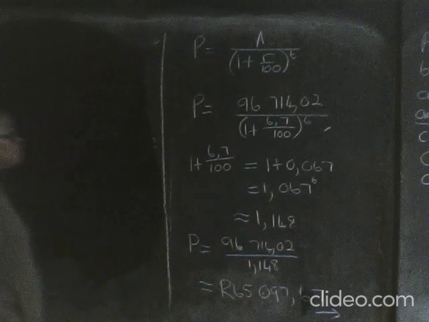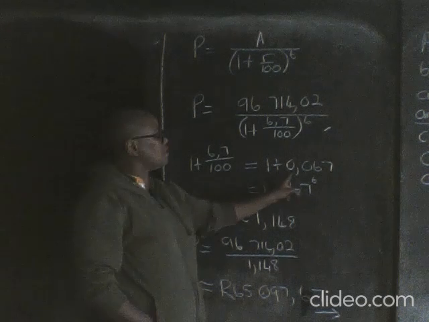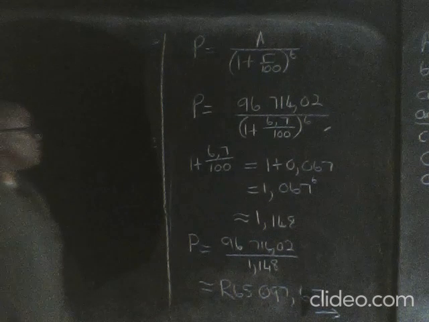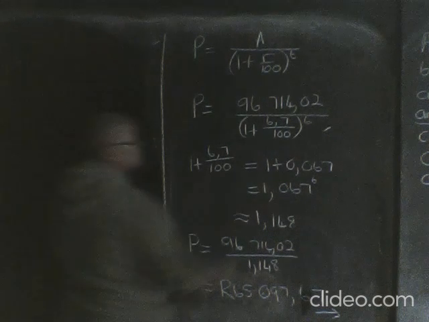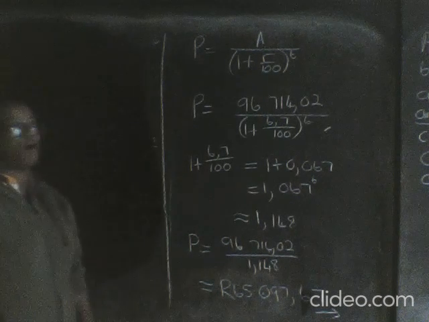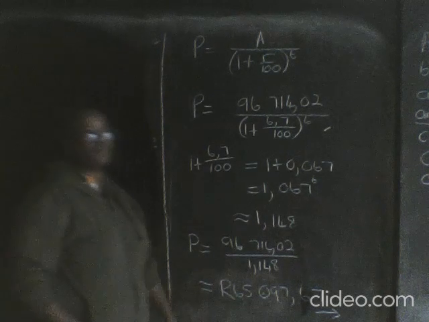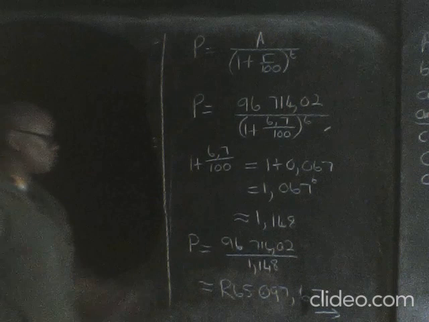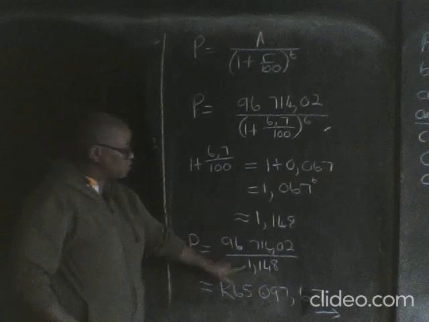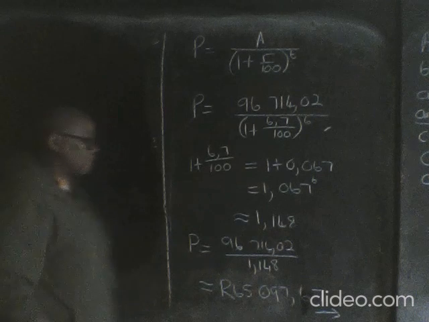So 1 plus 6.7 over 100 is equal to 1 plus 0.067, because we divided 6.7 by 100. Then we get the answer of 1.067 from this. But remember, we have to raise it to the power of the term, and it was for 6 years. We get an approximate value of 1.148. Now, this approximate value is the value that's going to be in the denominator, because this section here was just to calculate the denominator.